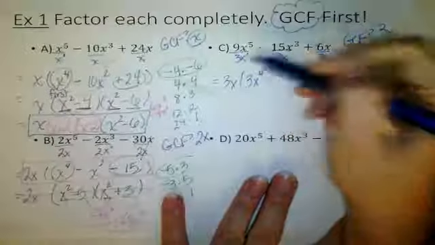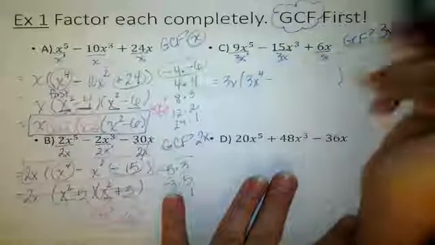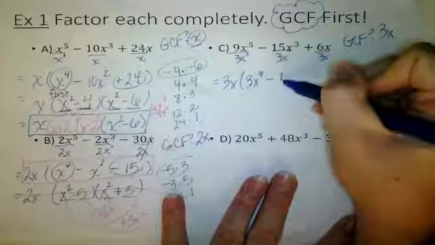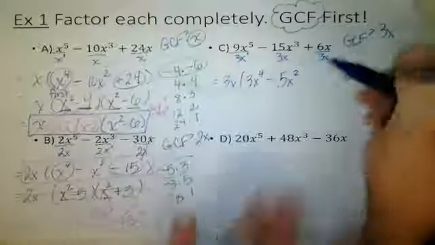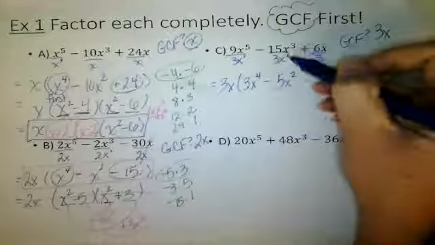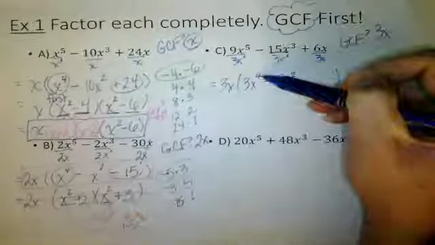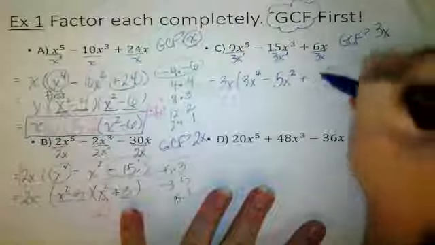3x to the fourth. Very good. 9 divided by 3 gives us 3. And then what else do we get? Minus 5x squared. Good. Again, 3 minus 1 gives us the squared. 5 minus 1 gives us the power of 4. All right, and then plus 2.